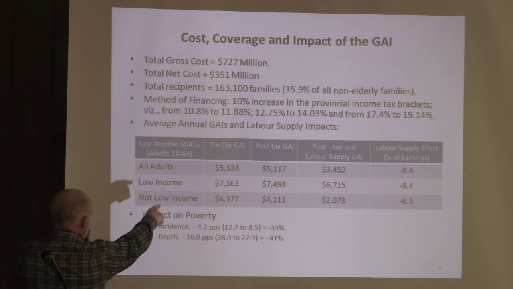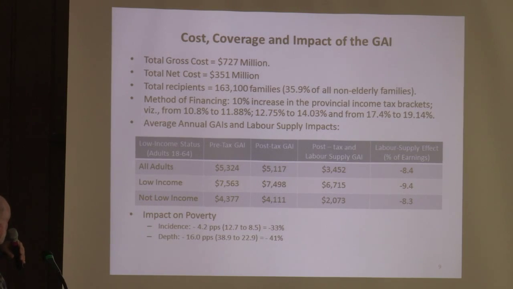The average impacts would be as follows. Pre-tax GAI for all the adults would be 53. You reduce it by the extra tax they pay, it's only 51, but then you take into account the labor supply effects. The net benefit would be $3,400. It would have the effect of reducing labor earnings by 8.4%. Big impact on poverty, though. You get a 33% reduction in the poverty rate. You get a 41% reduction in the depth of poverty. So pretty significant impacts for $351 million a year.